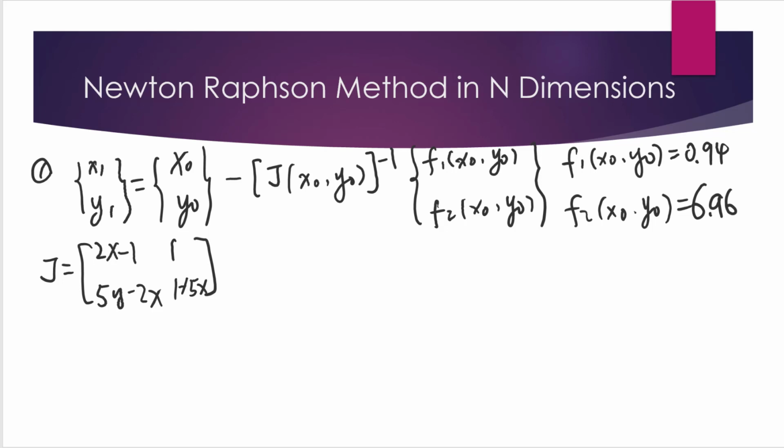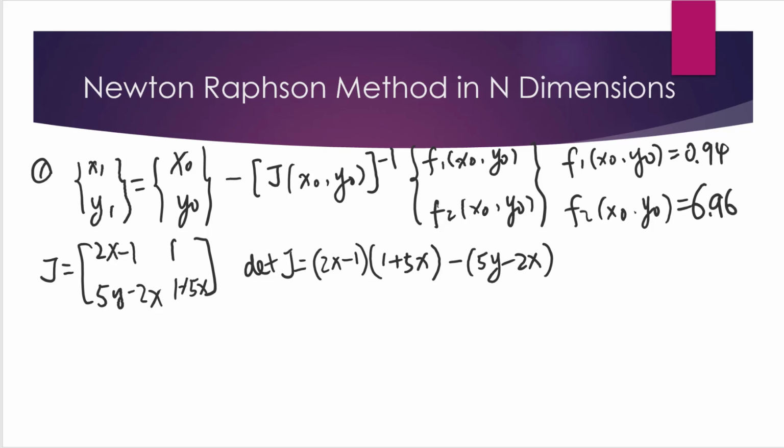And then we can find the determinant of the Jacobian. So this will be 2x minus 1 times 1 plus 5x, minus 5y minus 2x. All right.